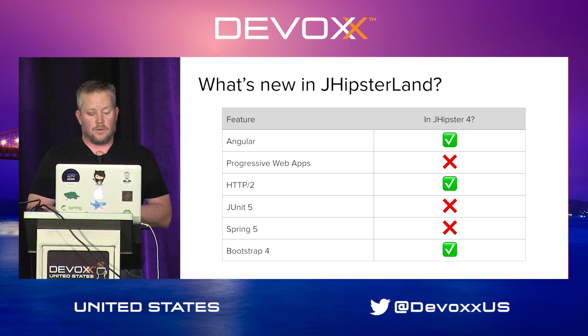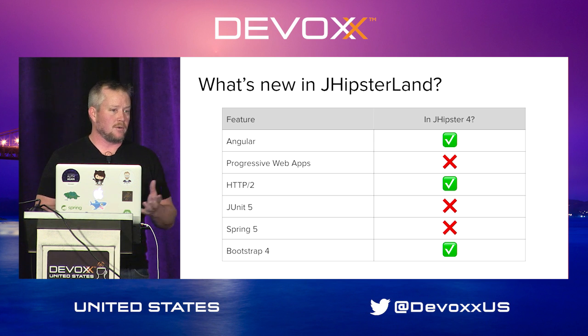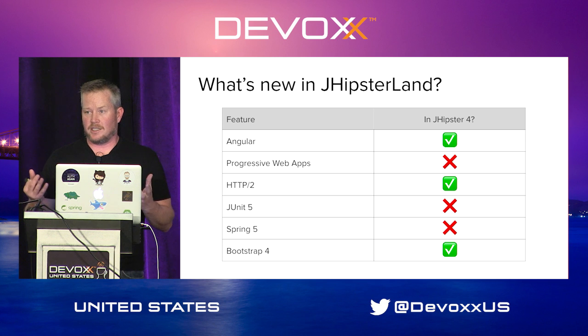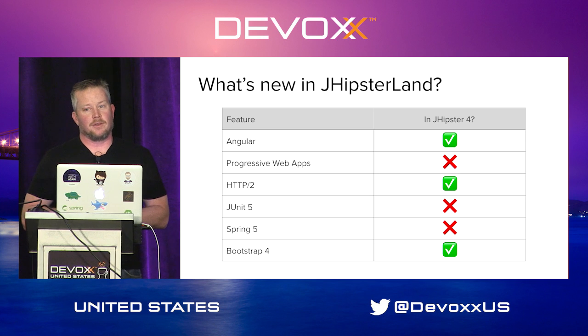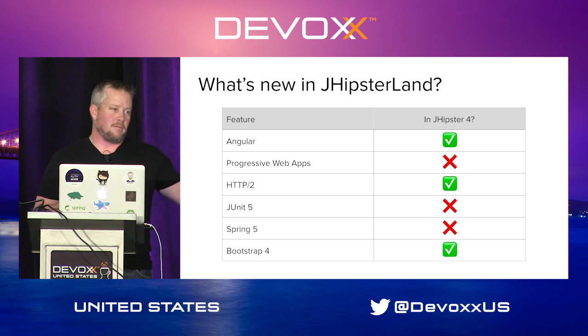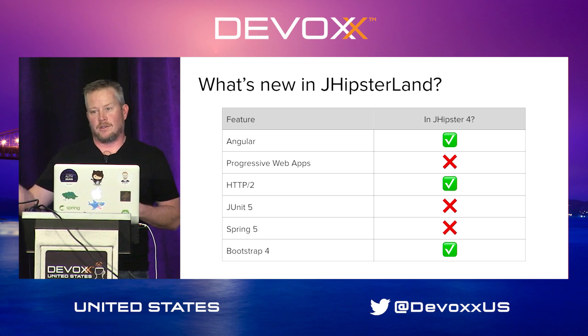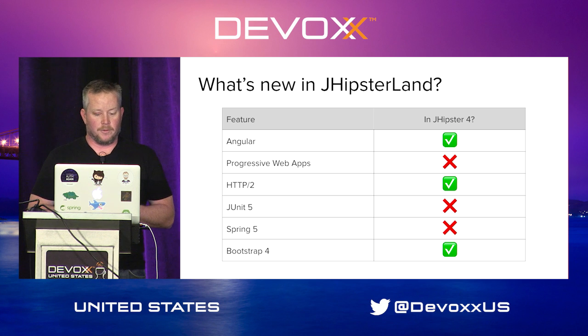And HTTP2, I'll show you how I made that work. JUnit 5, as far as Spring support for it, since we use a lot of the Spring annotations to do testing, that's a Spring Boot thing. So when Spring Boot 2.0 comes out, it'll support JUnit 5, but there's no reason for us to try to make JUnit 5 work when we're still not on the latest version of Spring Boot.